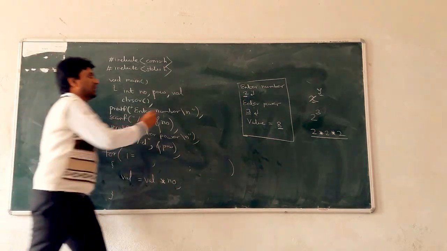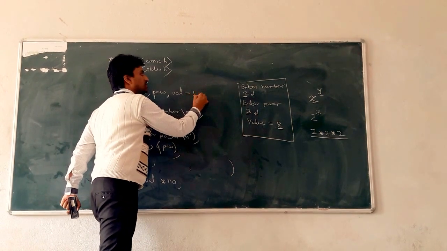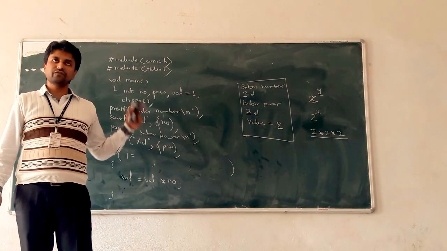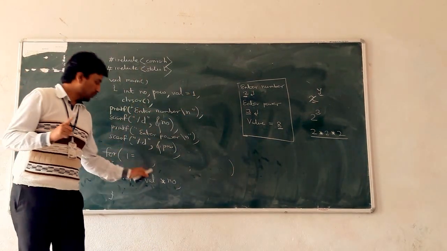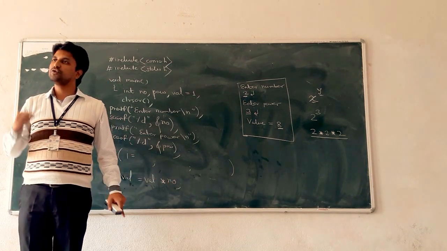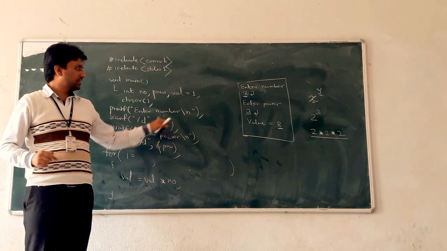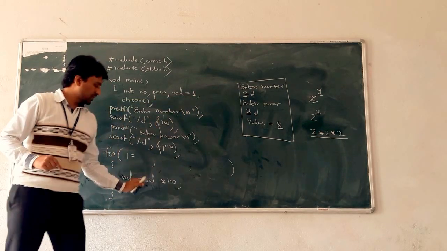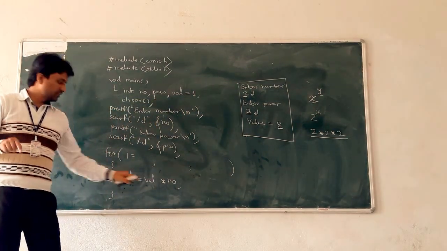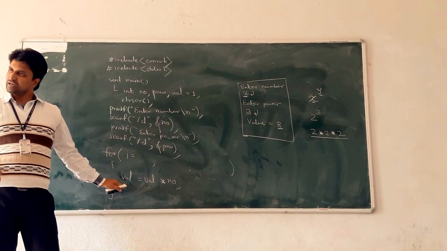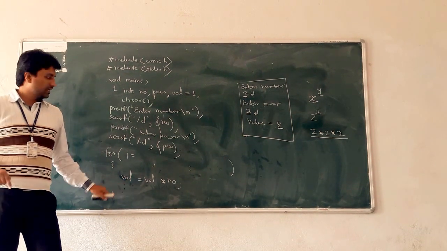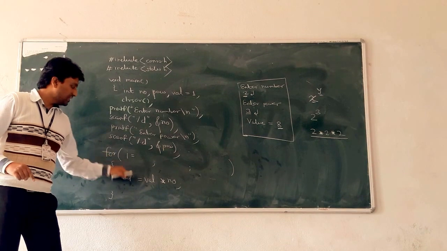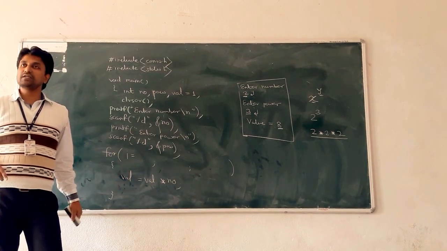Value, initial value is taken as 1. What is the initial value of value? 1. So 1 multiply by 2. What is the number here? 2. User entered number is 2. So 1 into 2, that is 2, is stored as the result into the value variable again.